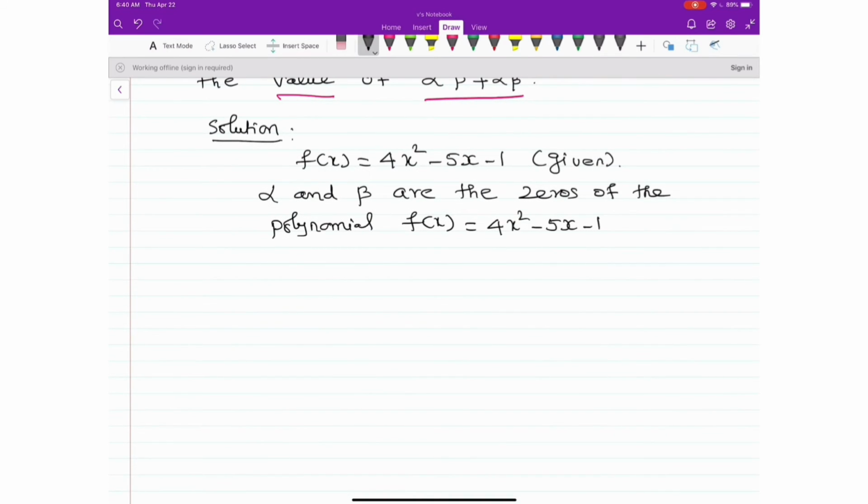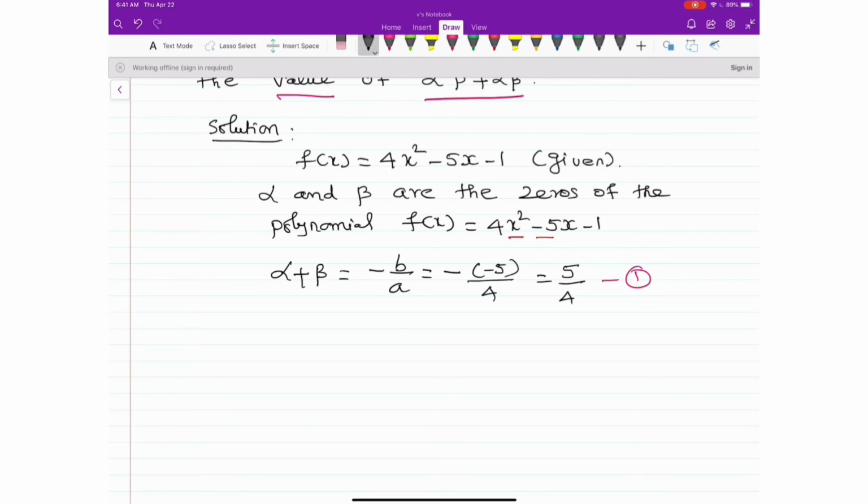Since alpha and beta are the zeros of this polynomial, what will happen to the sum of the zeros? Alpha plus beta is equal to −b/a. Here b is the coefficient of x, which is −5, and a is the coefficient of x², which is 4. So I can write −(−5)/4, which is 5/4. Let me name this 1.